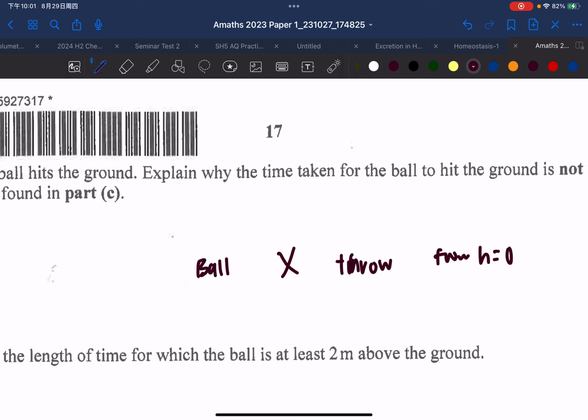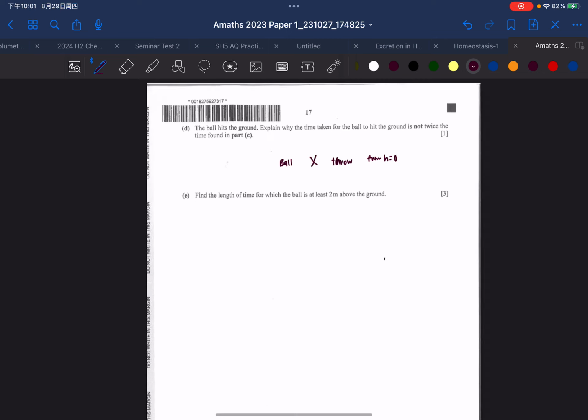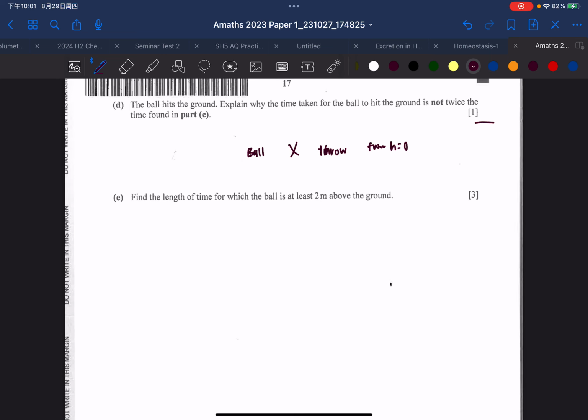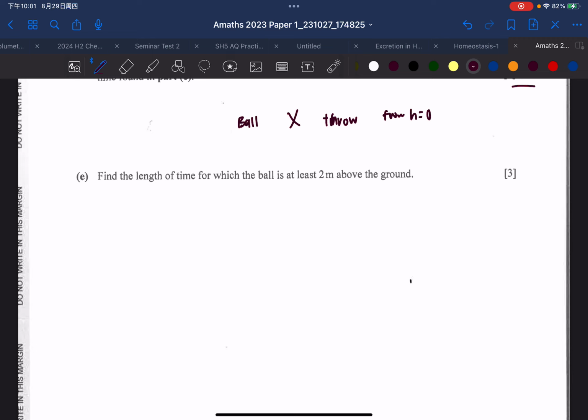Why they ask this is because this is a quadratic equation. So have a square there, by right it's supposed to be twice the time found in part C, right? But why is that not the case? It's because it wasn't thrown from the ground. So it may not necessarily be just twice the time. It's a 1 mark question, you cannot get this, is okay. But this one you can get, right?